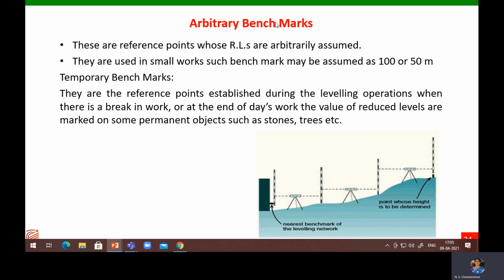So generally we don't use arbitrary benchmarks for the major projects. Even for the minor projects we don't use arbitrary benchmarks, but it is only used for learning purposes.